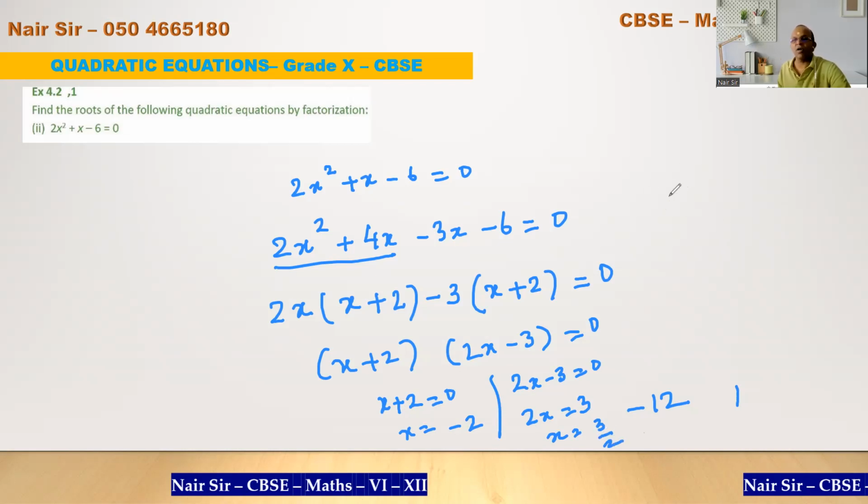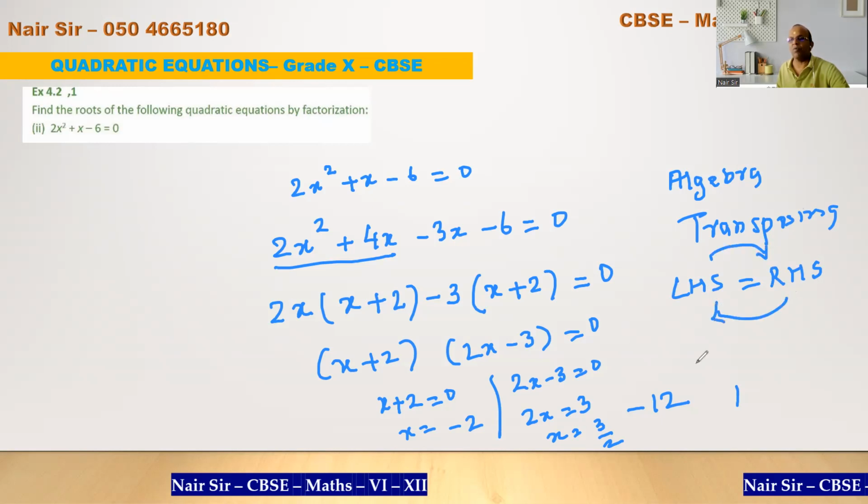In case you have any challenge in solving algebra, I'm using the word transposing. Sorry, the spelling is wrong. Transposing. That means LHS is equal to RHS, and whatever shifting you're doing, you need to know what it is. Get this level clear in your mind. And if there is a shortage, solve algebra equations as many as possible, a 5 to 7 days dose. Once that is done, your level will be clear.